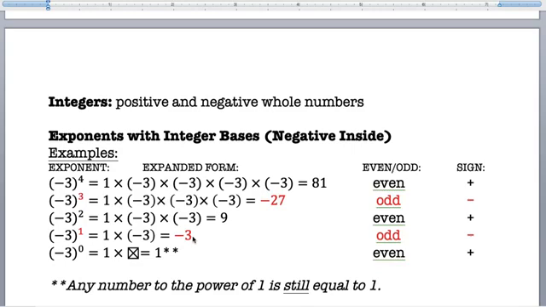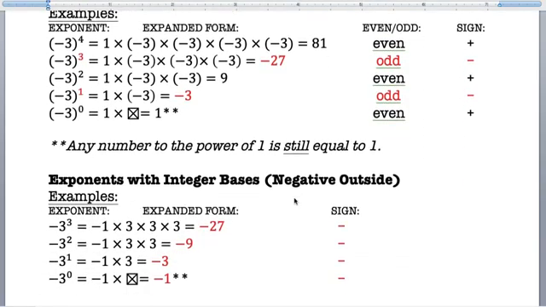So here, when the negative is attached to the base number, the even or oddness of the power will tell you if it's going to be positive or negative at the end. If all the signs pair up, then it becomes positive. If one is left behind, it's going to get scooted over to the final answer.